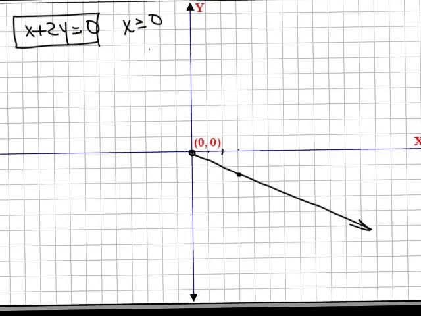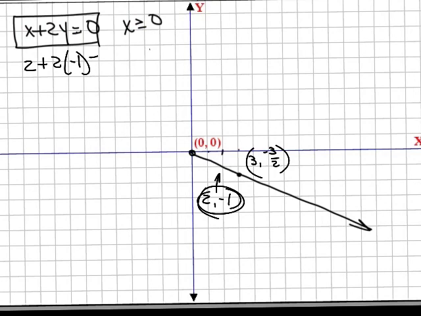So notice when x is 3, y is negative 3 halves. Well, that doesn't look real good to work with, but look at this. It also crosses at 2, negative 1. Well, let's see if that works. Because those aren't fractions. So let's put in a 2 for x, and let's put in negative 1 for y and see if that's true. Yes, it is. 2 plus negative 2 is 0 equals 0.